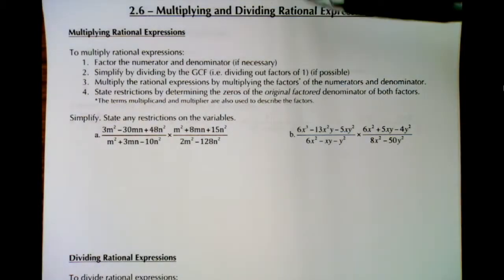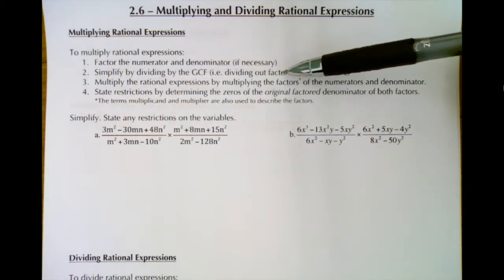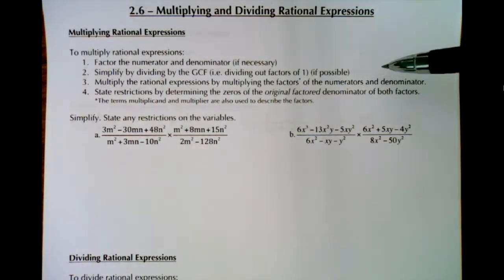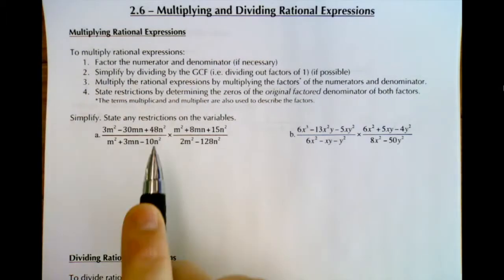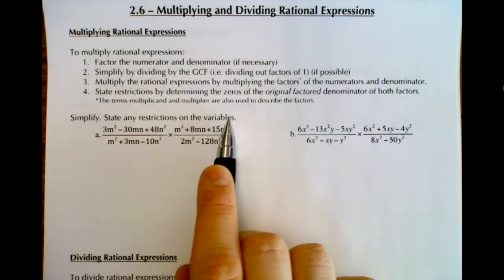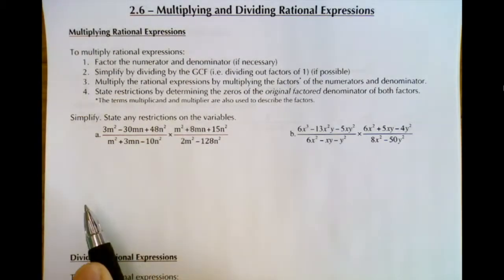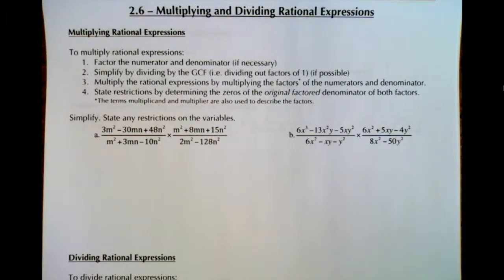So the first step is to factor both the numerator and denominator. Simplify by dividing by any greatest common factors. And then multiply the rational expressions by multiplying the factors of the numerator by the other numerator and the denominator by the other denominator. Last step, state the restrictions by determining the zeros of the original factored denominator of both factors. So that sounds kind of complicated, but basically we're factoring top, bottom, multiplying the factors on the top, multiplying the factors on the bottom, dividing away any common factors, stating restrictions, just like we did when we were simplifying.